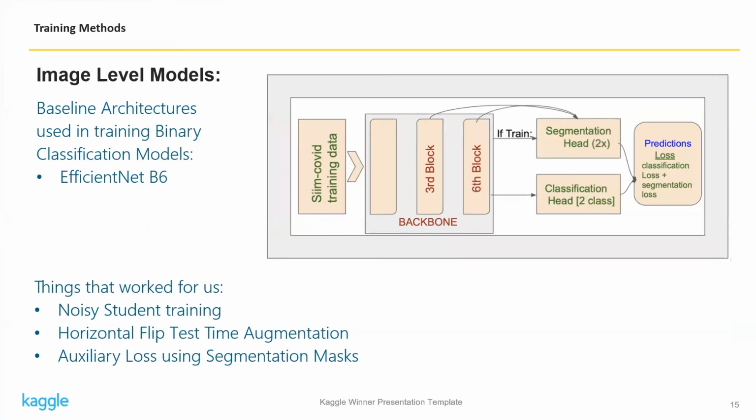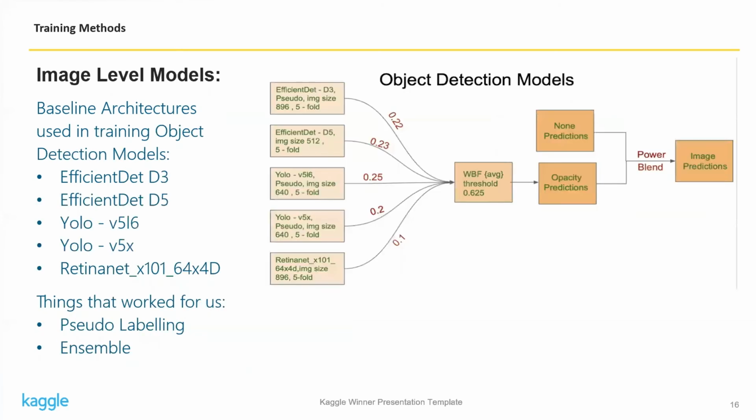For our binary classification model, that is the model which predicts none classes, we use an EfficientNet B6 model. Here also we use segmentation as auxiliary loss and horizontal flip as test time augmentation. We also use the noisy student training method to improve the model. Now Nishya will take over.